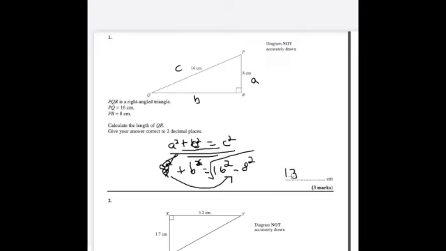Remember that in the question it says to 2 decimal places, so you're going to have to round it to 13.86.